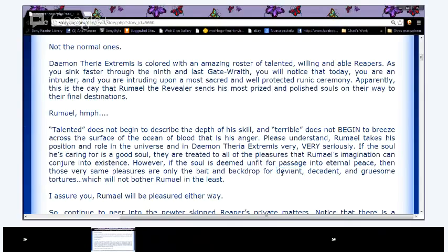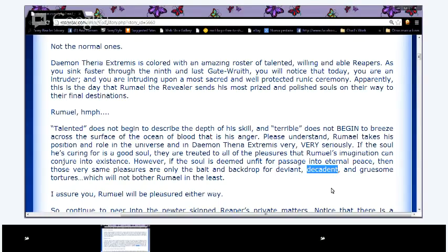Now, what we have here, deviant, is usually going to be sort of an evil type person. They deviate or they stray from the right and from the truth. So a deviant person, or to deviate, would be the verb. Deviant is the person. Decadent is going to be someone who is like that as well, not a good person, kind of like a bum type person.